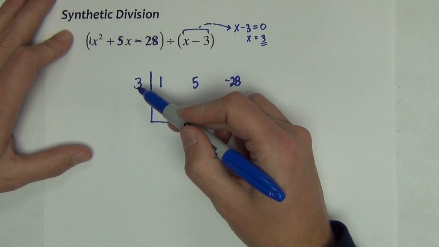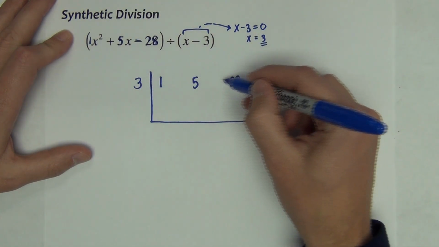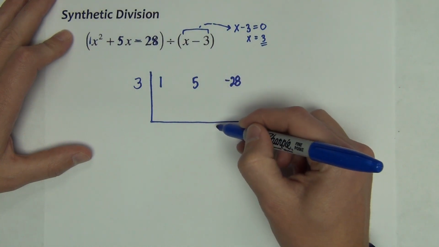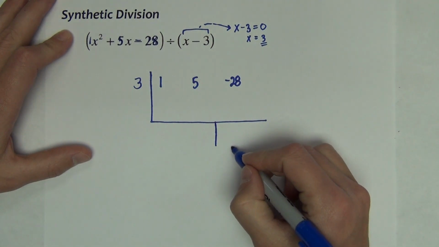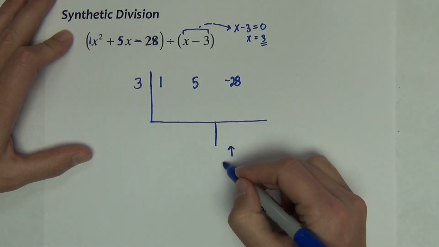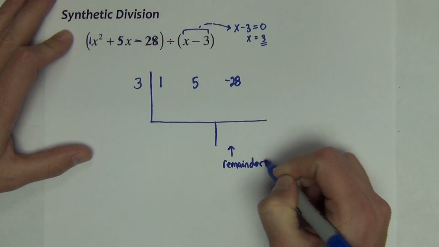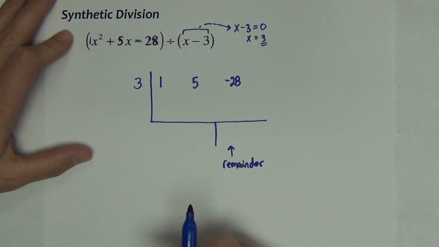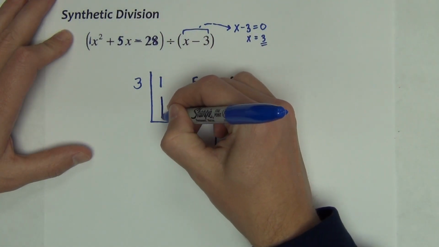Now one other thing I'm going to add to my setup here, between the last 2 numbers that I have, I like to just add a bar here. What we're separating out is that this number right here, when we find it, is going to be the remainder to the division. So I'm just separating that from the rest of the problem. So here's how we do this synthetic division. The first number, we just bring this down.